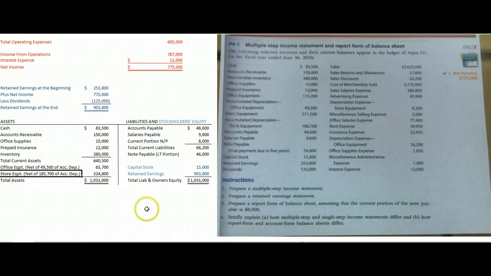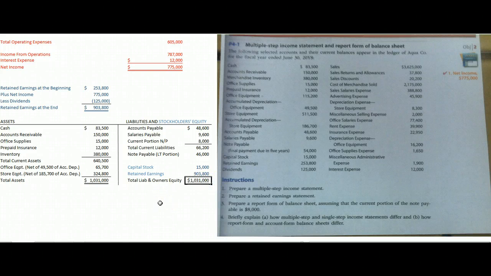Same thing for store equipment down here. Store equipment, it tells us that we originally paid $511,500 for it. We've used up about 40% of it or so. So we've got $186,700 of accumulated depreciation. This minus this gives us this. We add up all our assets and we get $1,031,000. If we have $1,031,000 on the left-hand side of the balance sheet, we should have $1,031,000 on the right-hand side of the balance sheet.